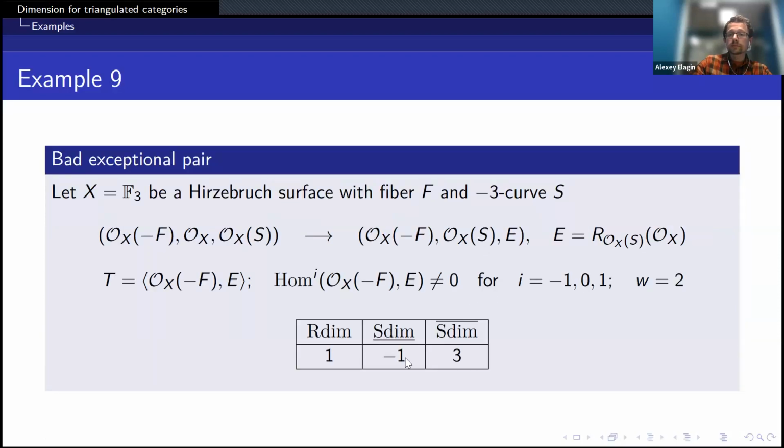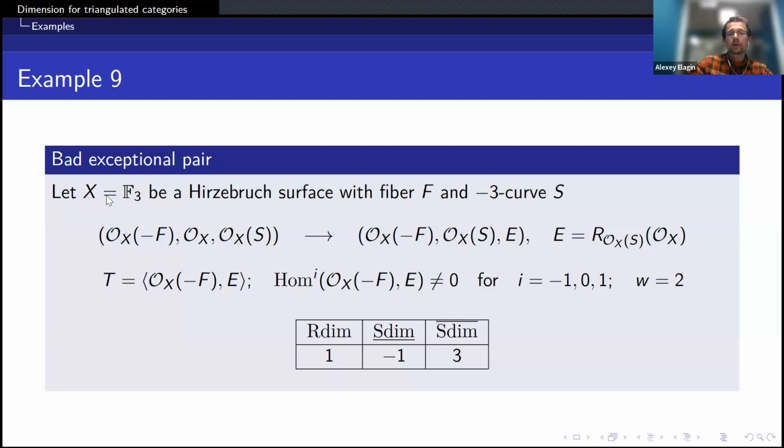That's it. I call this a bad exceptional pair because here we have that the Serre dimension, the upper Serre dimension of a subcategory is bigger than the Serre dimension of the original category of coherent sheaves on this X, which has Serre dimension 2, because this is a surface.